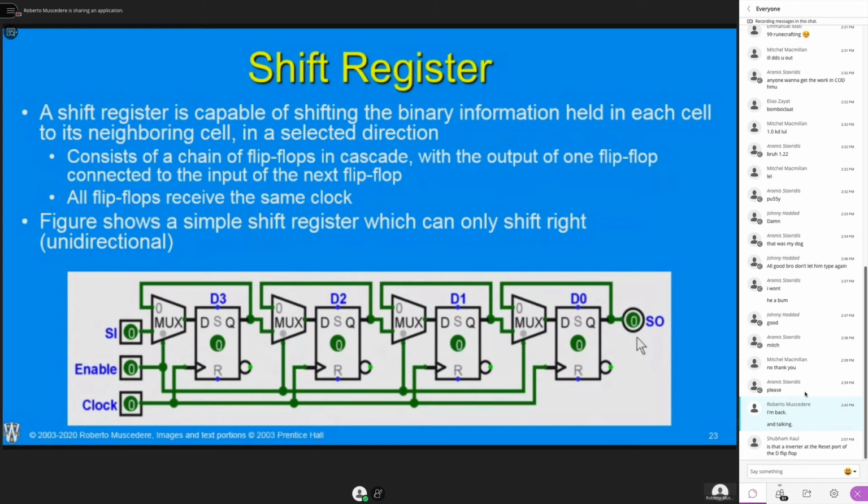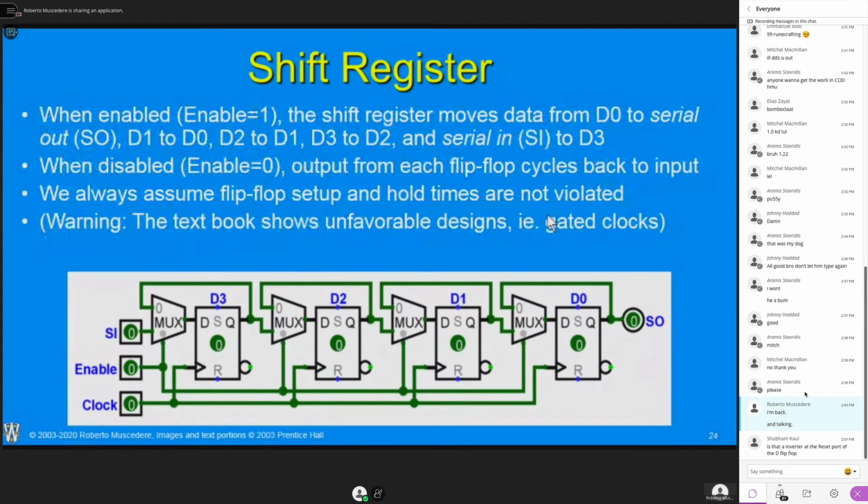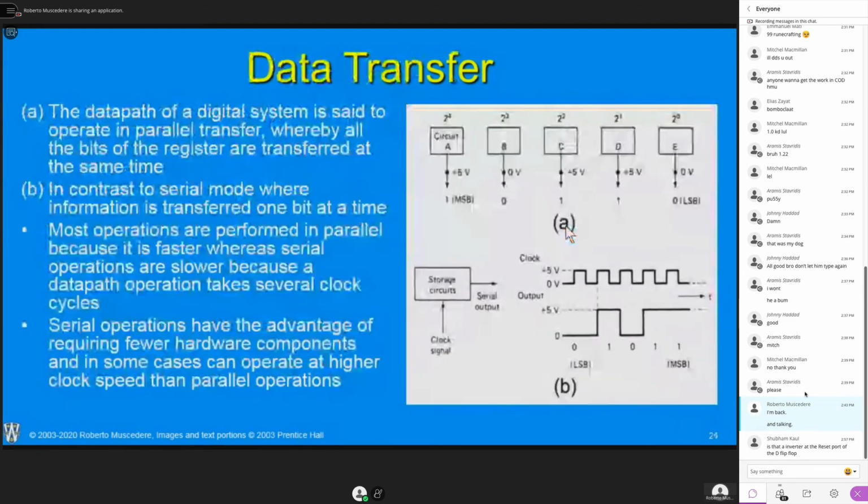But parallel is logically an easy way to get started with. So we're going to be pretty much using parallel for all of our transfers in our designs. Okay, these slides just kind of explain how this information gets moved around here.